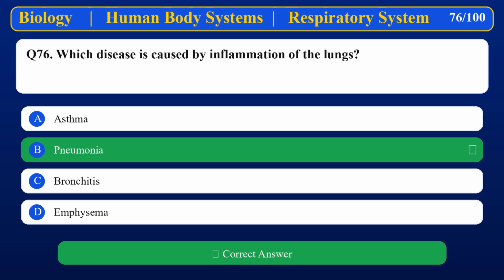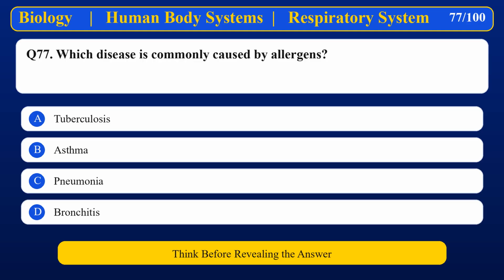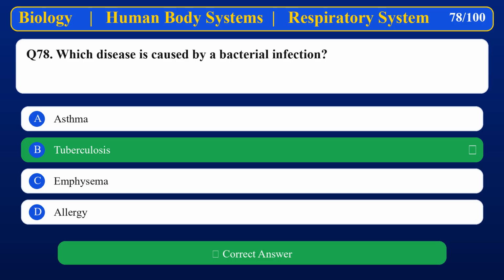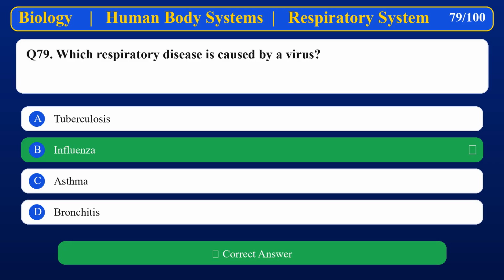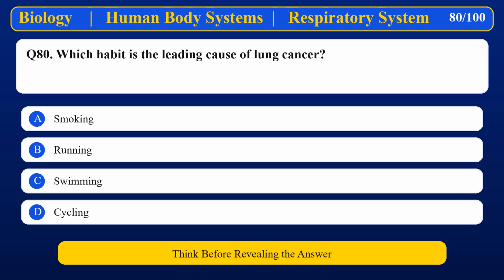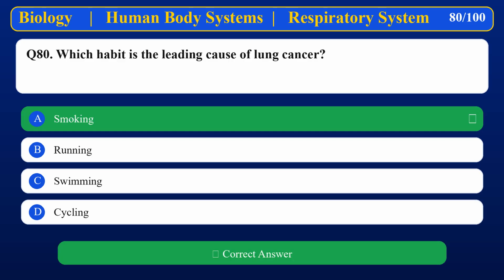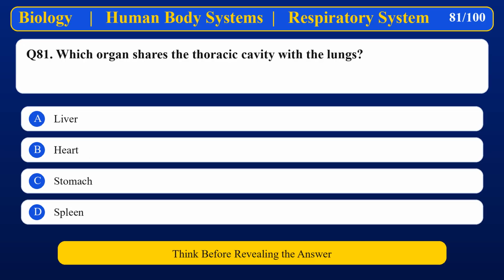Which disease is commonly caused by allergens? Asthma. Which disease is caused by a bacterial infection? Tuberculosis. Which respiratory disease is caused by a virus? Influenza. Which habit is the leading cause of lung cancer? Smoking. Which organ shares the thoracic cavity with the lungs? Heart.